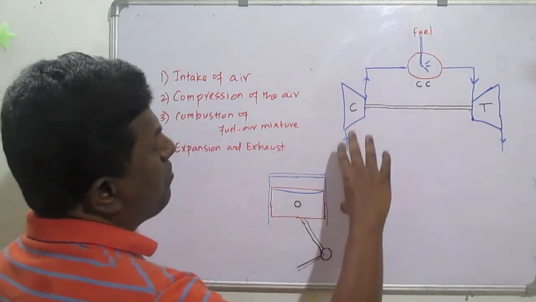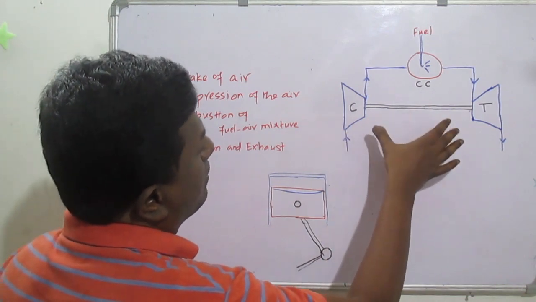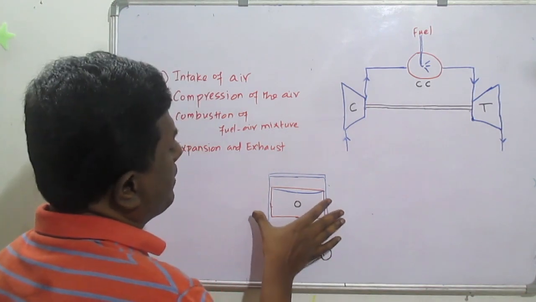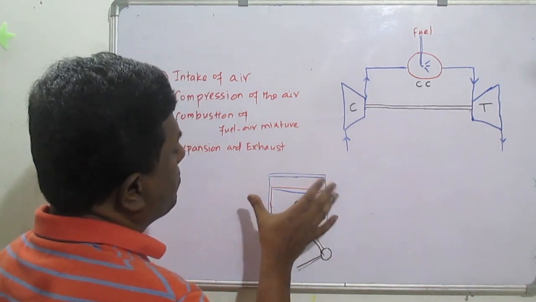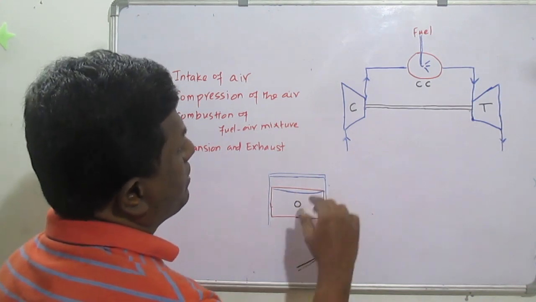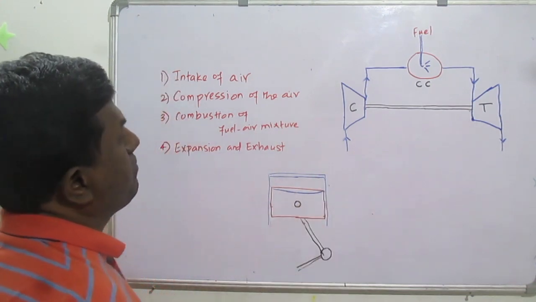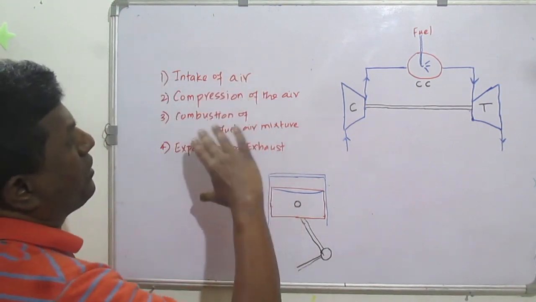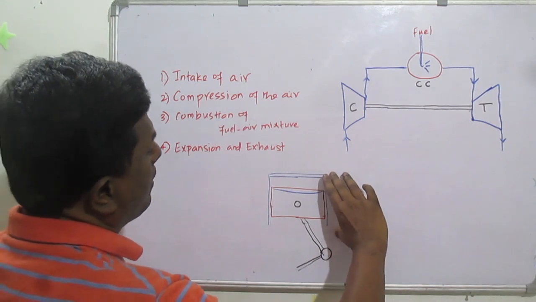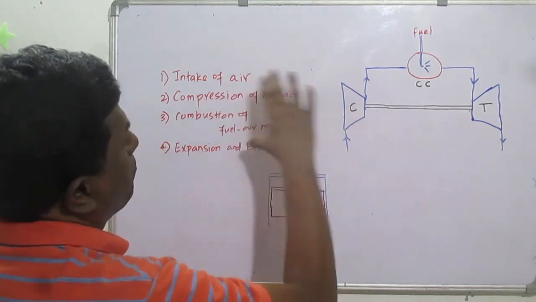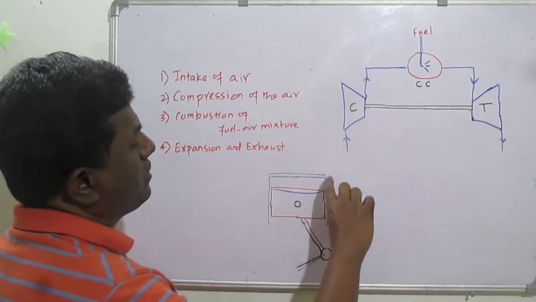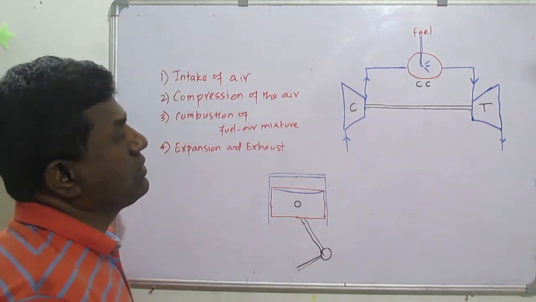So I hope it is clear why the process in the gas turbine engine is continuous and why the combustion in the IC engine is intermittent. I hope it is also clear how these four processes happen at the same place in the IC engine, and how they happen at different places in the gas turbine engine. That is clear from this discussion.